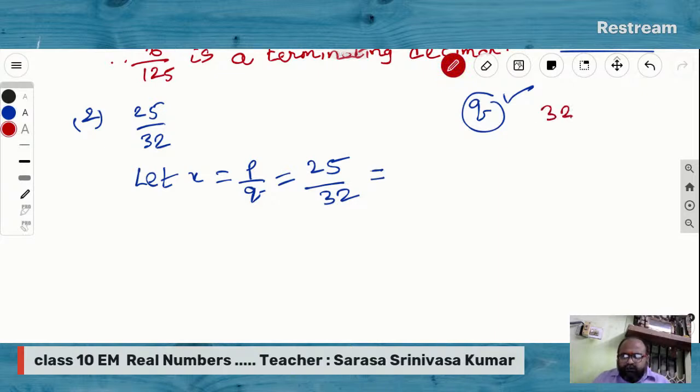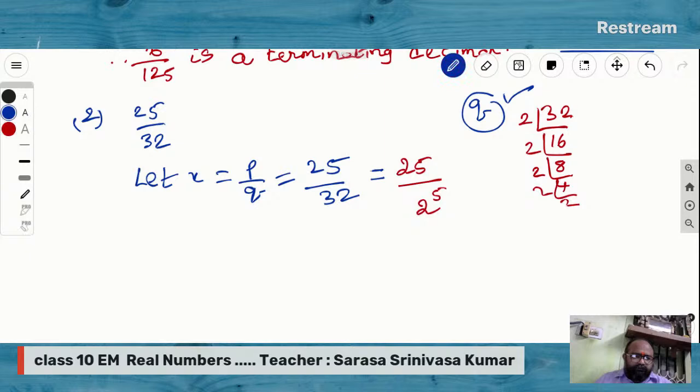So 32, 16s to 8s to 4s to 2s. We can write this as 25 by 2 power 5. Now q equal to, what is q? 2 power 5, that equal to 2 power 5, 5 power 0.